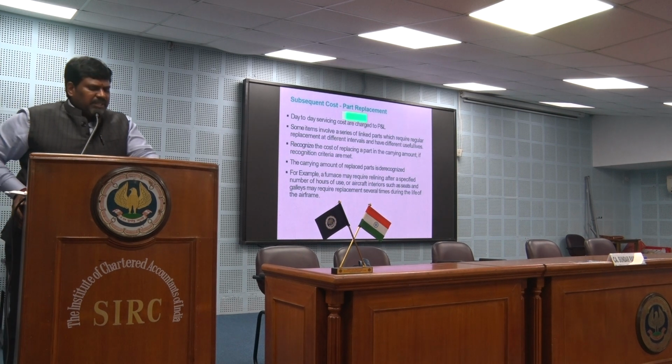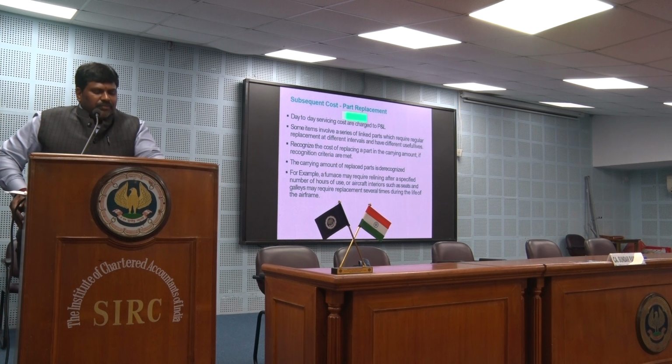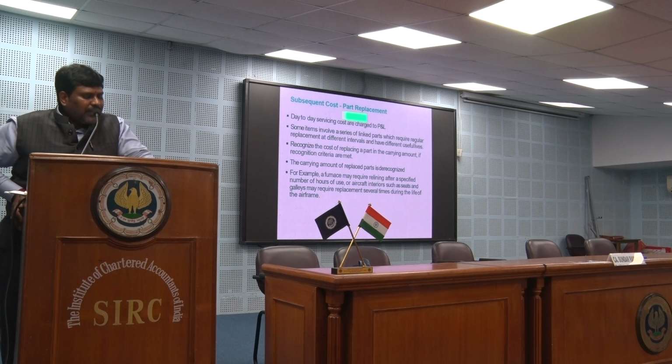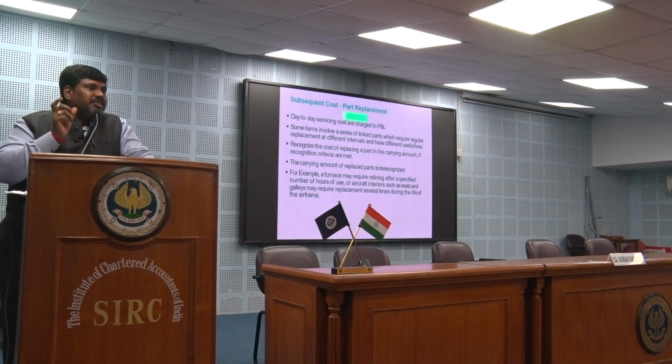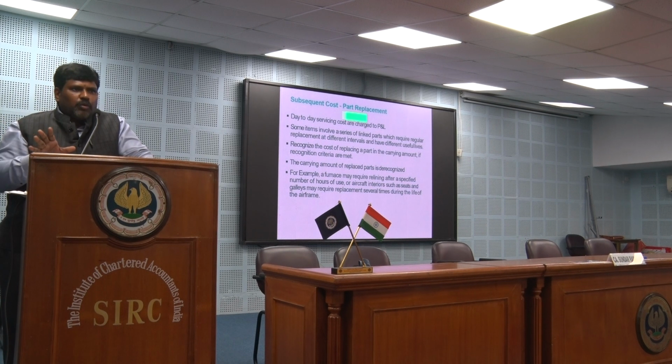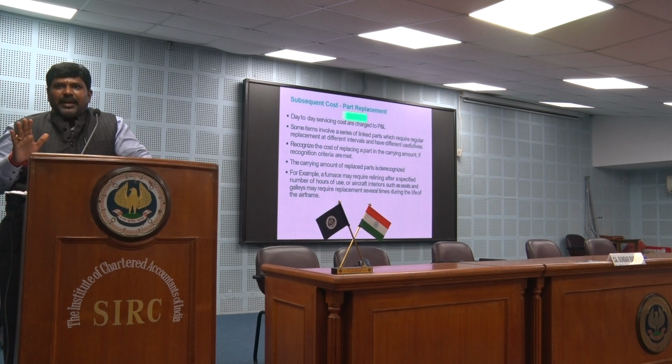account. Day-to-day servicing costs, which are repairs and maintenance, are charged to the P&L. Some items involve a series of linked parts which require regular replacements at different intervals and have different useful lives. Now, the standard also talks about a very unique aspect of componentization, where, within the overall grouping of an asset, an individual component of an asset can be separately classified as a PPE item.